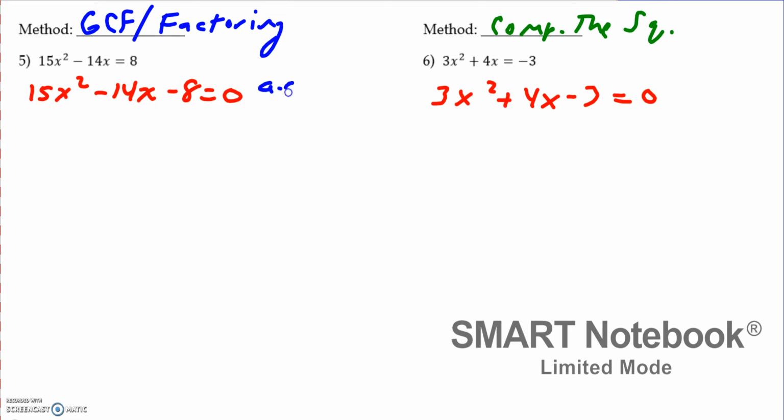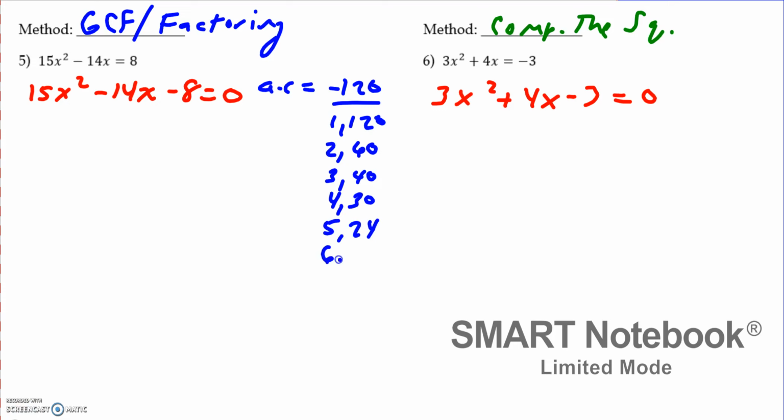This one, if I use a times c, I would get 15 times negative 8, which is negative 120. And so if I think about all the possible numbers that could multiply to be 120: 1 and 120, 2 and 60, 3 times 40, 4 times 30, 5 times 24, 6 times 20, 7 no, 8 no, 9, 10, 10 times 12. Do any of these pairs also combine or add to be negative 14? Yes, this pair does right here, if I have negative 20 and positive 6. So this one I can factor by grouping, or split the middle term.